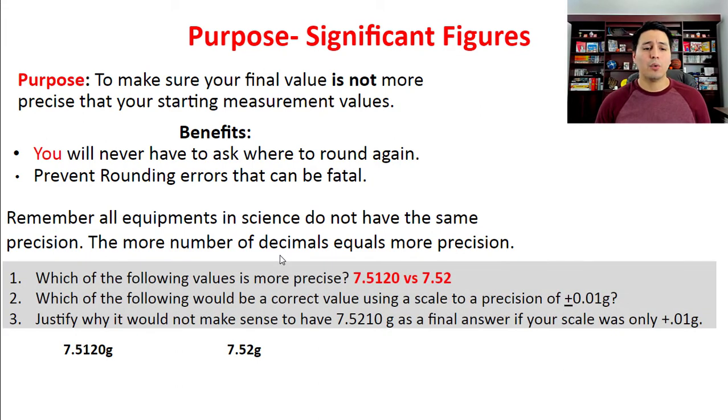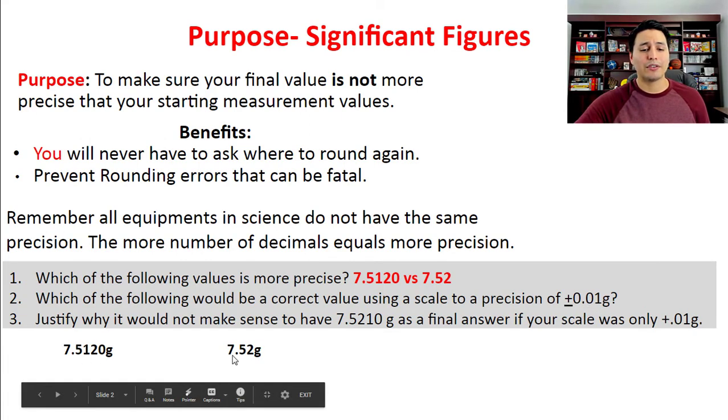The first one reads, which of the following values is more precise? 7.5120 versus 7.52. And the answer should be 7.5120 because there's more numbers attached to it, meaning it's more precise. Now question 2 reads, which of the following would be a correct value using a scale to a precision of plus or minus 0.01 grams? Now this is just trying to tell you that you can only have 2 decimal spots available past the decimal. So if you look over here, we're going to find the one that has 2 decimal places, and in this case, it's 7.52.